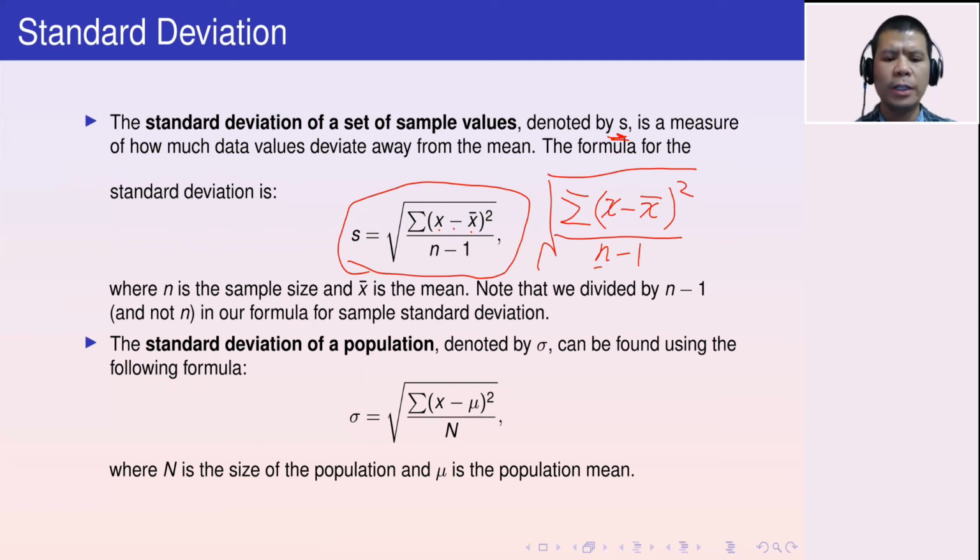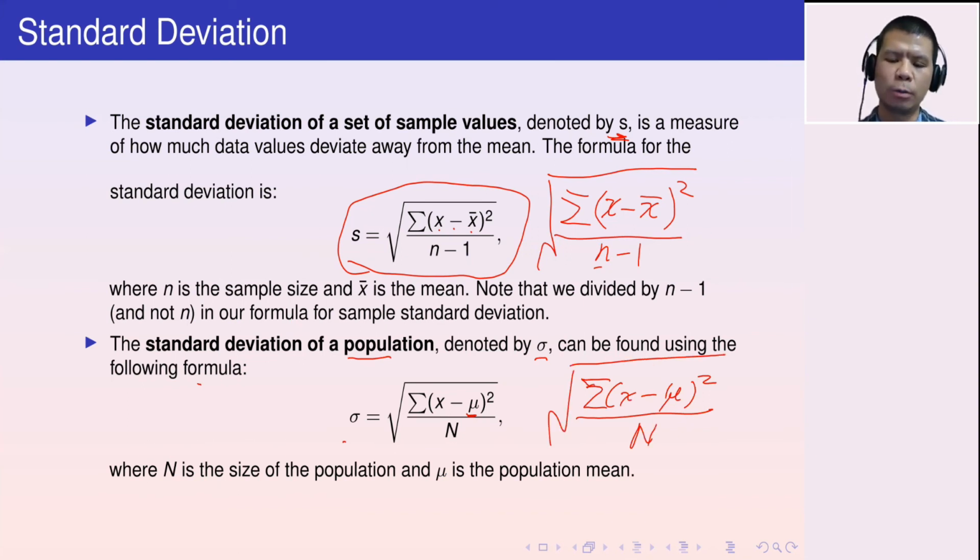Now the standard deviation of a population is denoted by sigma. This can be found using the following formula. It equals the square root, where the population mean is mu. So you find the deviation from the population mean, take the square, sum all these squared deviations from the population mean, and divide by capital N, which is the population size, and then take the square root. So basically, these are the formulas for the standard deviation in the sample version and the population version. They have different formulas, so be careful on this.